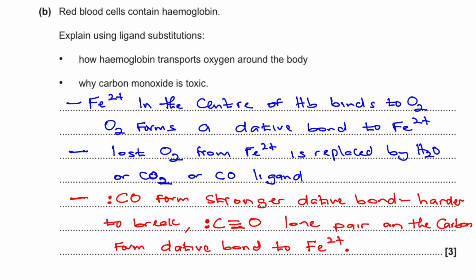So when that bond happens to iron 2+, it is impossible for the hemoglobin to bond to oxygen to carry oxygen around the body. Therefore, the body will be short of oxygen, which can lead to death.